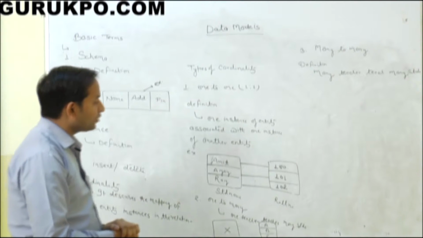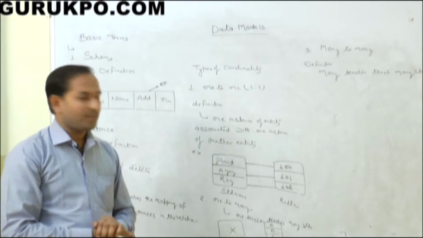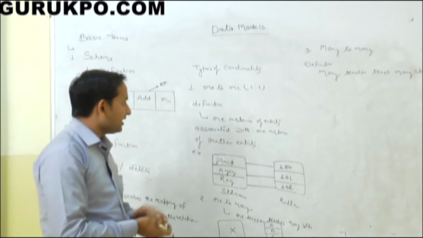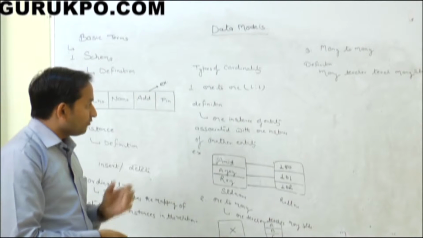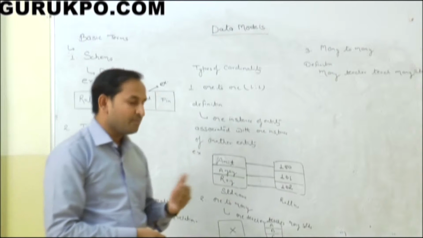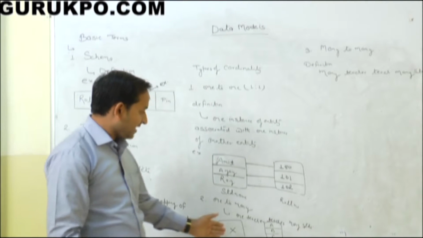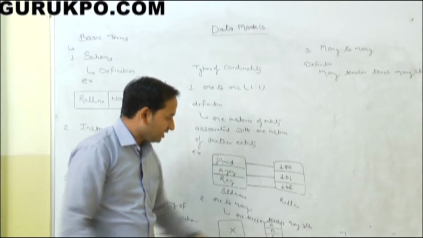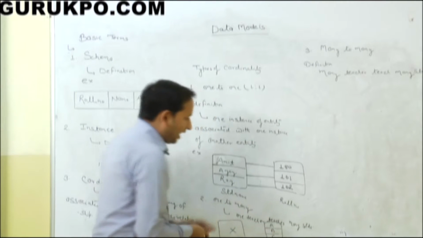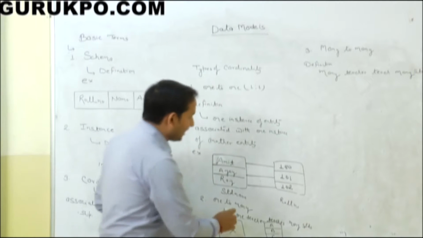Second one is one-to-many relationship. In one-to-many mapping, one instance of entity is associated with more than one instance of another entity. For example, one teacher teaches many students. This is the best example of one-to-many mapping. Suppose X is the teacher and A, B, C up to Z are students. So one teacher teaches multiple students.